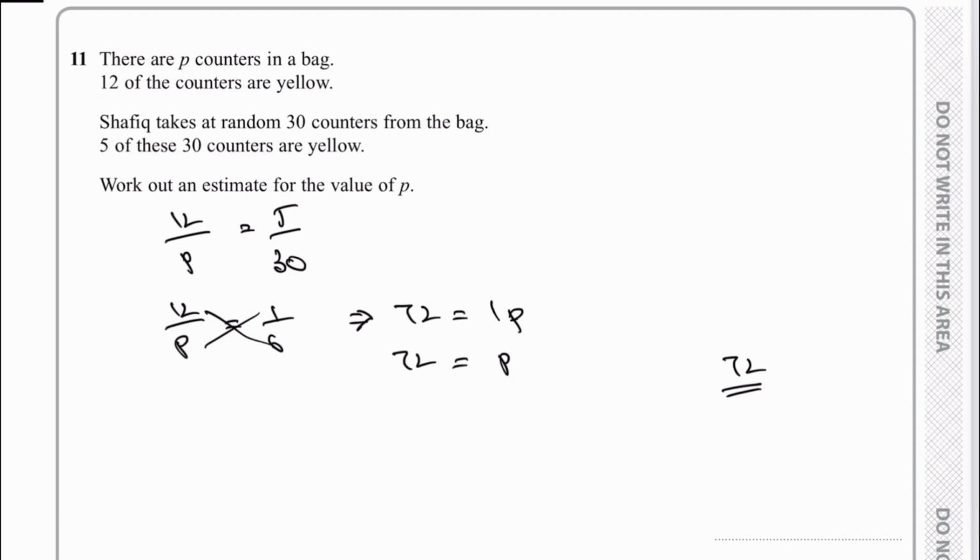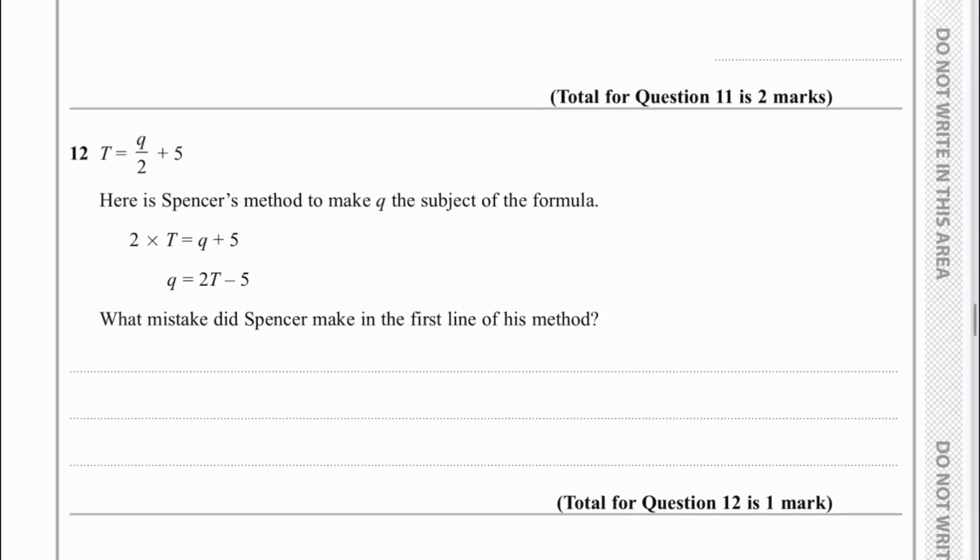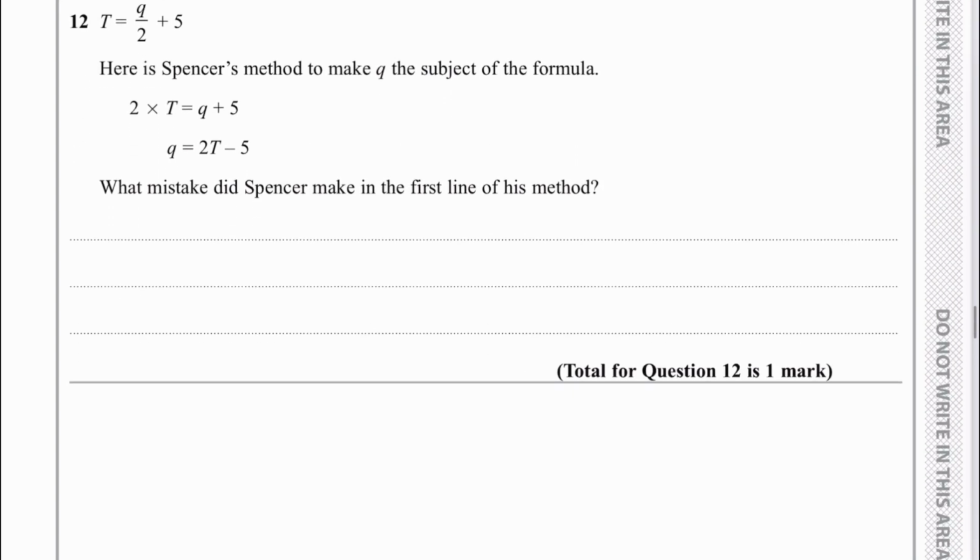Okay, let's move on then to question number 12, where we are looking at Spencer's method for making Q the subject of the formula, and what's the problem with it. These types of questions seem to be becoming a bit more popular with GCSE, where you're being asked to critique. The problem he's got here is, although he's multiplied one side by 2, which is perfectly fine, he's not multiplied all the sides or all the other terms by 2.